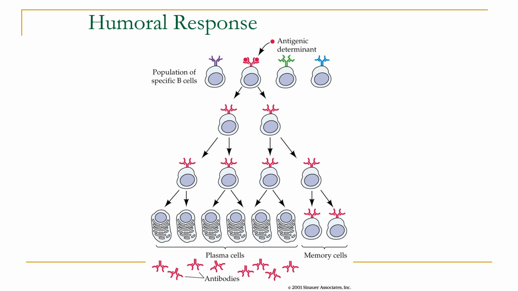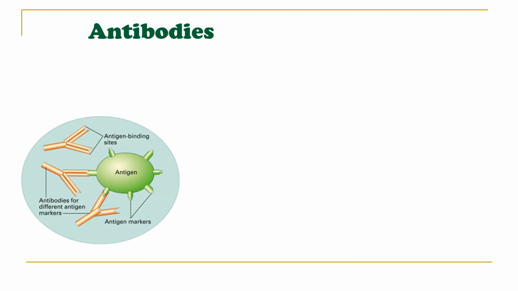So here's another picture just kind of showing you about the humoral response. Notice that each B cell is very specific to one antigen. So it's not the blue one, it's not the green one, it's not the purple one, it's the red one. And so that antigen that can dock with that B cell will allow that B cell to clone, make plasma cells, and then make antibodies.